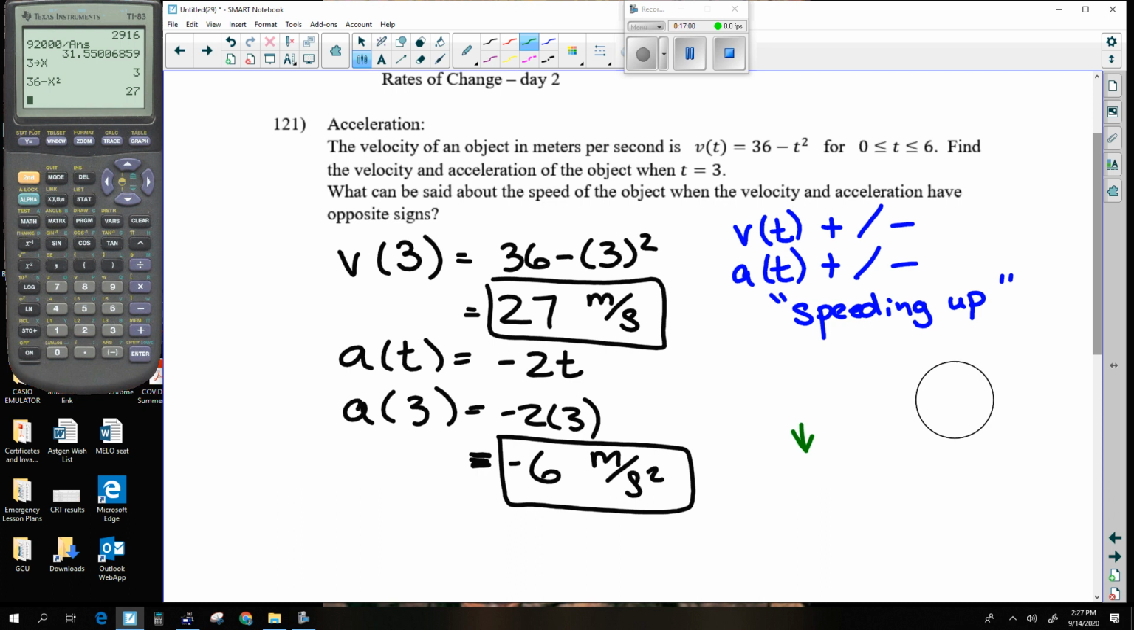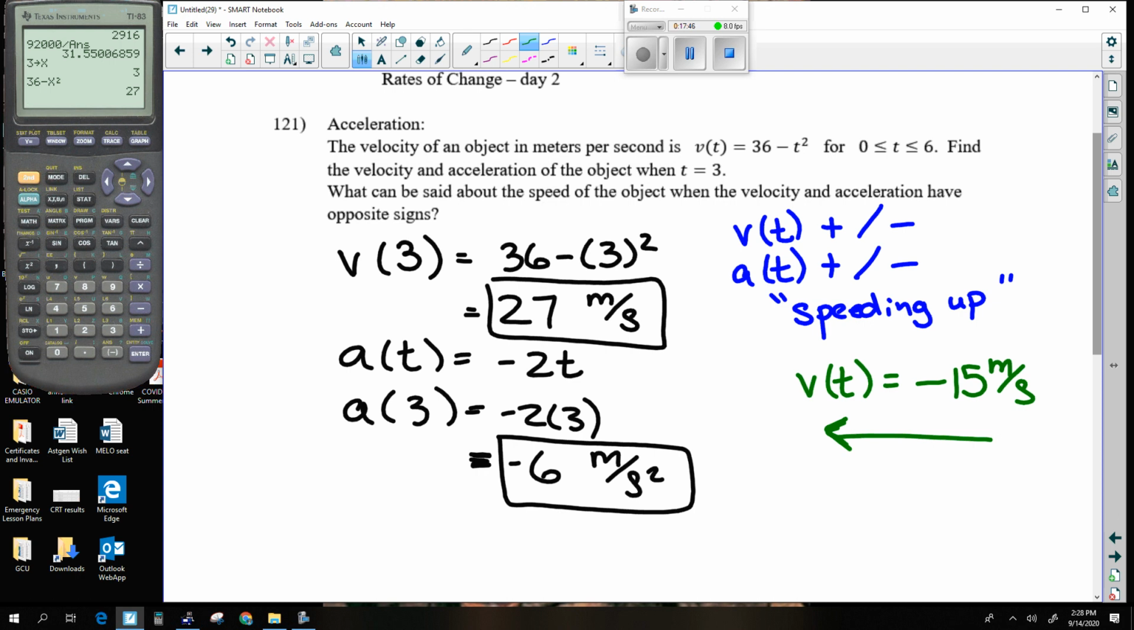So if a runner is hauling ass and has a velocity of something like 15 meters per second, that's pretty fast. What if I said that they're running negative 15 meters per second? Well, that's still running very fast. It's just they're running that direction. It doesn't really matter. So that's an idea of velocity. Now, acceleration is the same idea. It's directionally oriented.